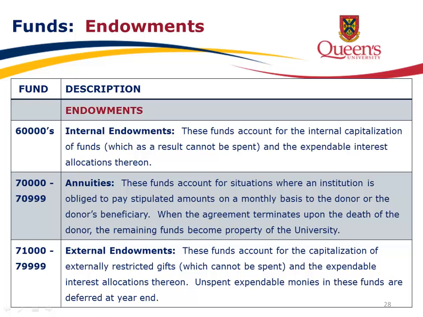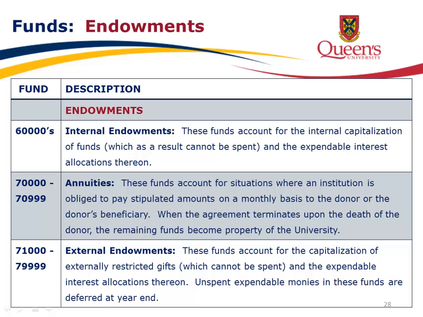Endowment funds include internal and external endowments and annuities. Funds that fall within the 60,000 range are internal endowments. These funds account for the internal capitalization of funds, which as a result cannot be spent, and the expendable interest allocations thereon. Funds beginning with 70,000 through 70999 are annuities.